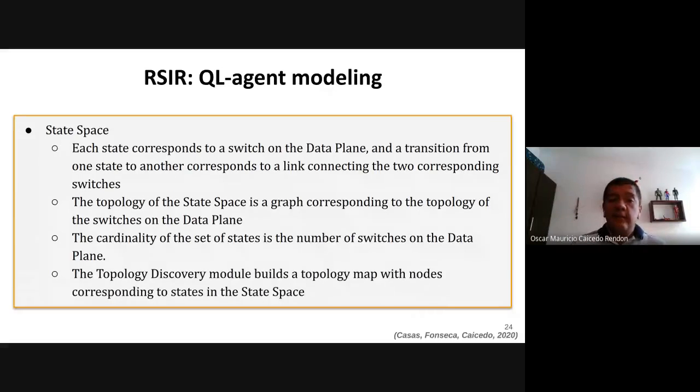In this case, the topology of the state space is a graph corresponding to the topology of the switches on the data plane. The cardinality of the set of states is the number of switches on the data plane. In our proposal, the state space is going to grow according to the number of switches in the network. This means that if we have a large network, we have a large state space. Specifically, we have a topology discovery module that is responsible for building a topology map with nodes corresponding to the states in the state space.